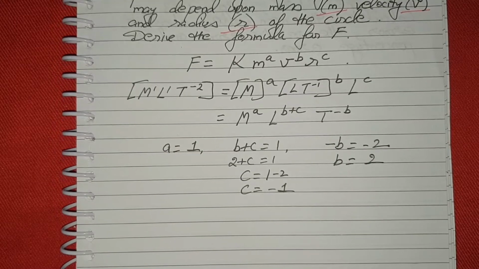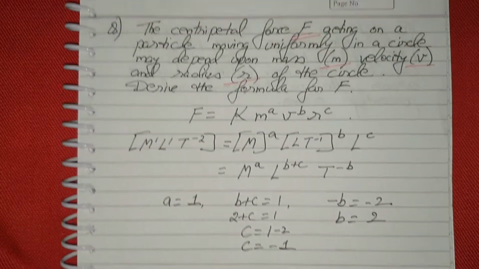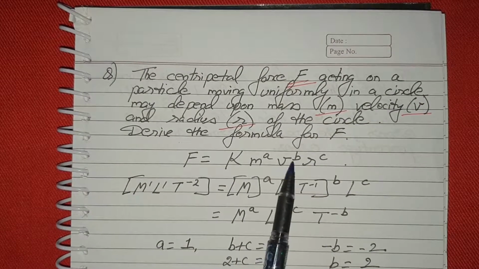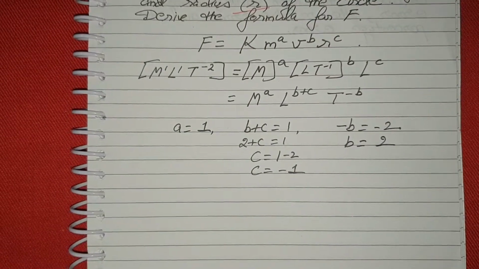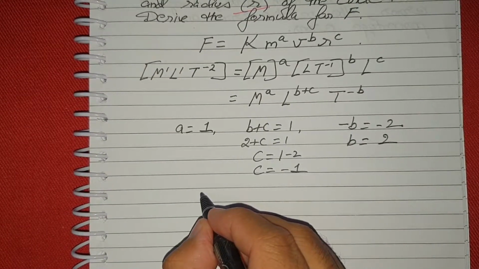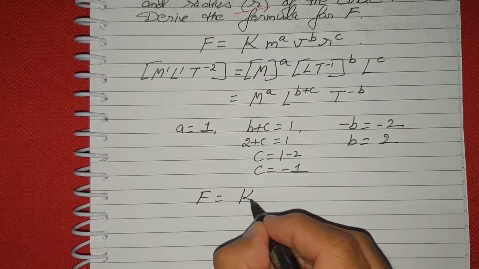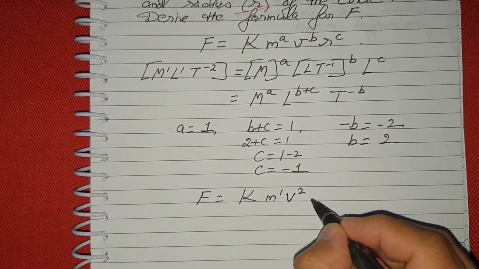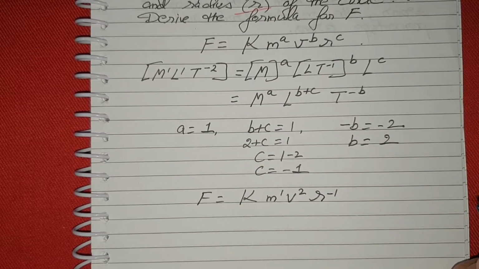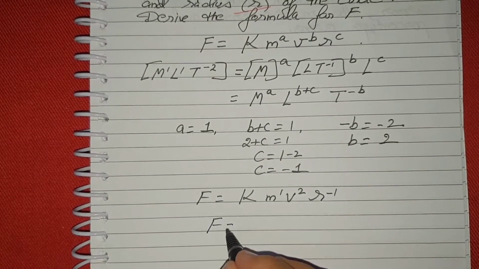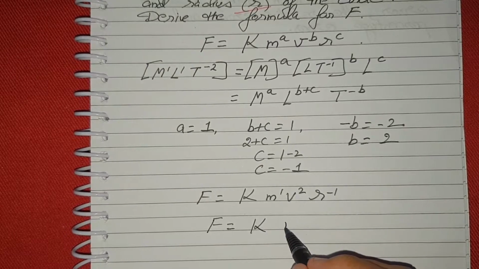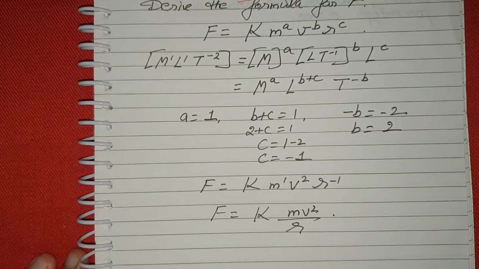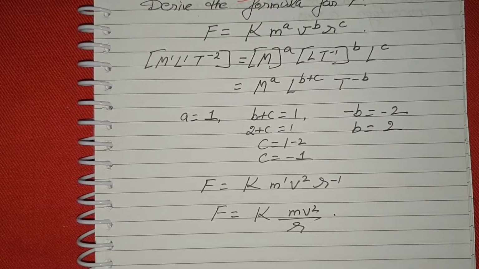Now, substituting all the values in this formula, F is k, m to the power a, v to the power b, r to the power c. So F equals k, m^1 v^2 r^(-1). So F is equal to k m v squared by r. This is the required relation.